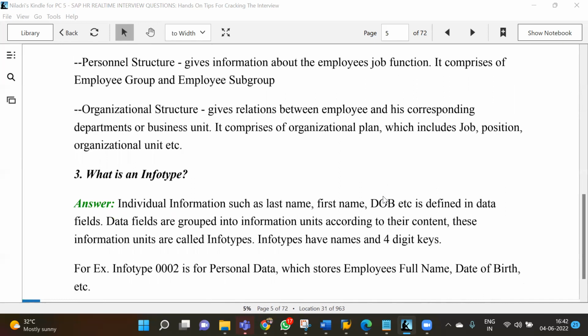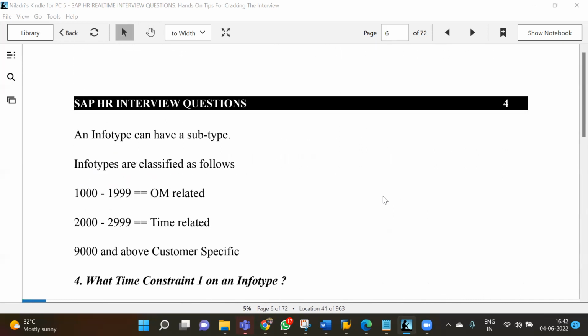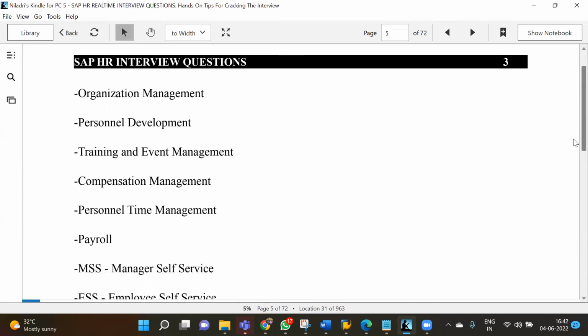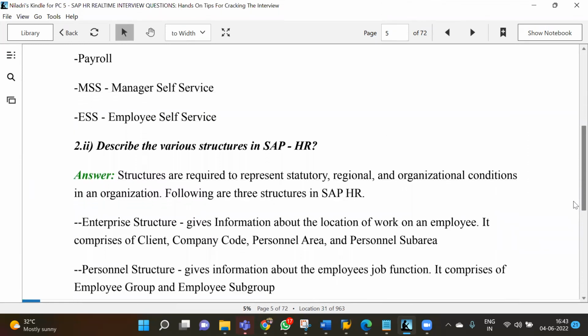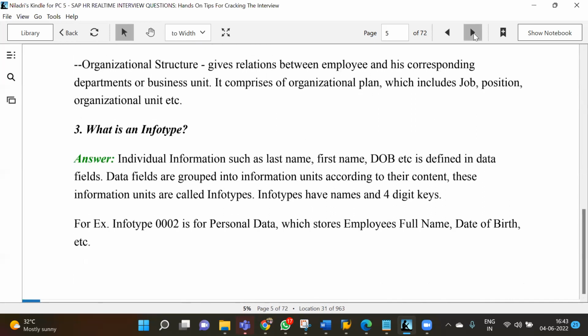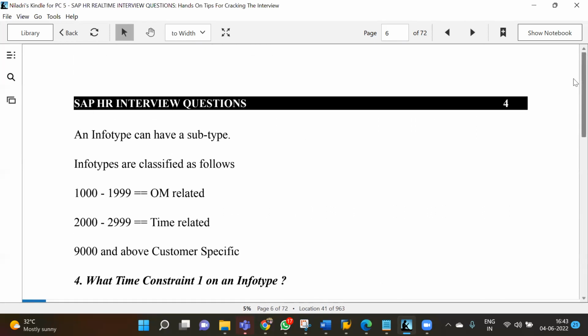So now the next question is, this one I talked about, but it is info type. Now the next one is something called subtype. So again, you see info types are classified accordingly. So what are the different ranges of info type?